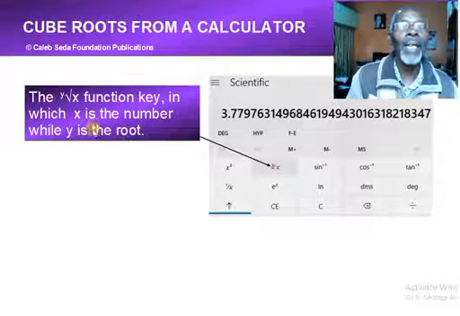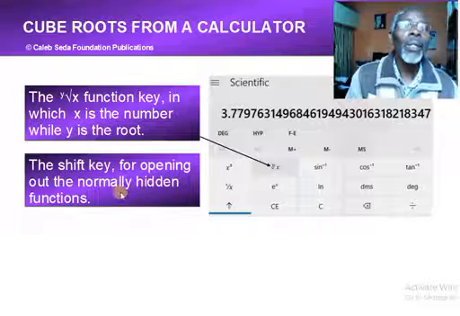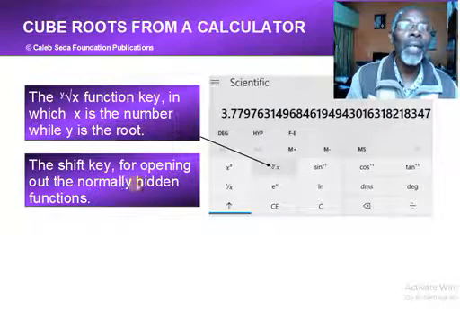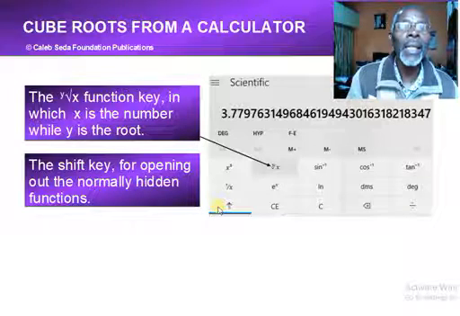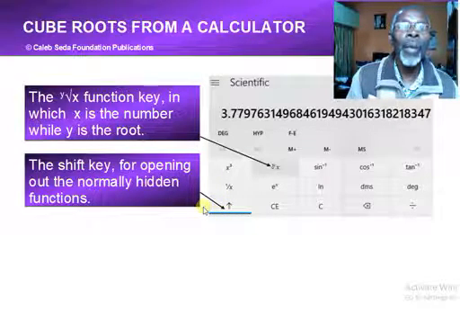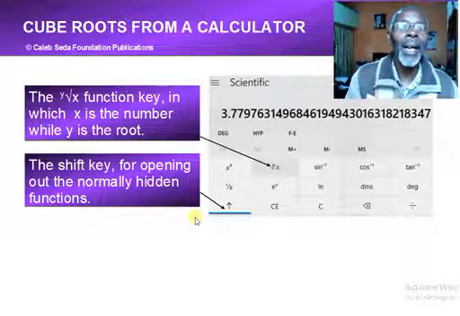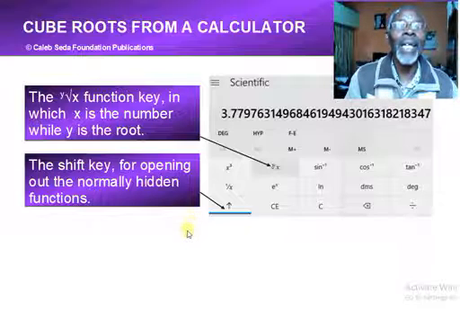The number is x, represented there by x. How do you get there? Now, the shift key for opening out the normally hidden function keys is here. This key here is shift. You have to press it first before you activate the hidden, or deactivated, functional keys. When you shift, then you activate them, and then you will be able to use them on your calculator.